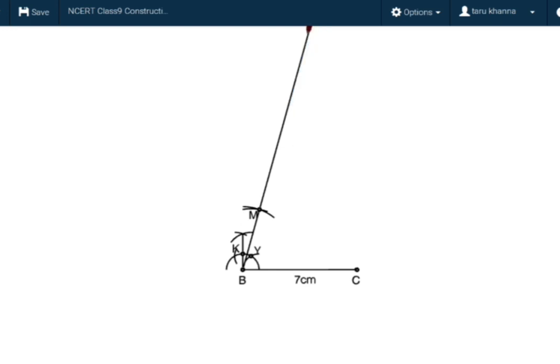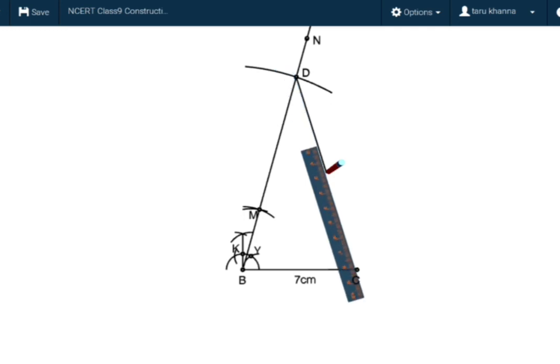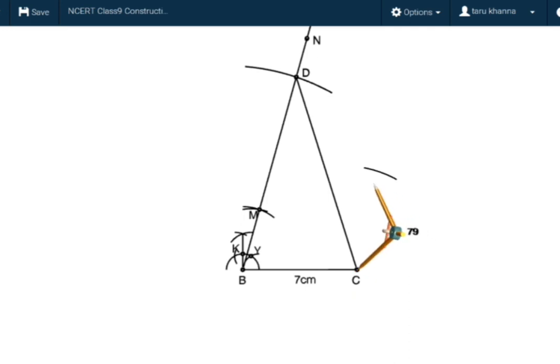So we have also marked a point N over here on this line segment, extended point N. So after that we will cut an arc of 13 centimeter here on BN, that is AB plus AC, and mark this point as D. Next step is to join DC, and after that we will be drawing the perpendicular bisector of DC.